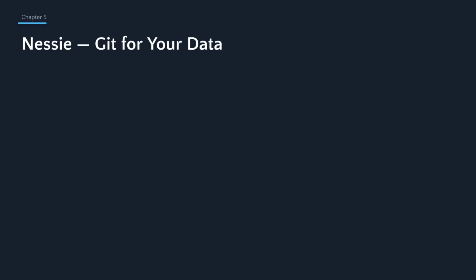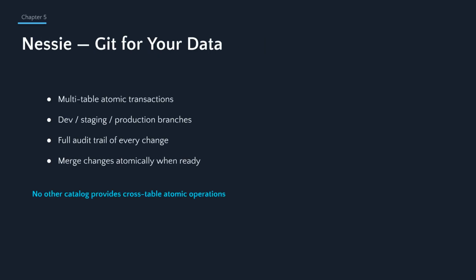I want to talk about Nessie a little more, since it's the most interesting and powerful one in my opinion. Nessie provides Git-like semantics for your data. Branches, tags, commits, merges. You can create a branch, make changes to multiple tables, validate everything, then merge atomically. This enables multi-table transactions, something no other catalog supports.